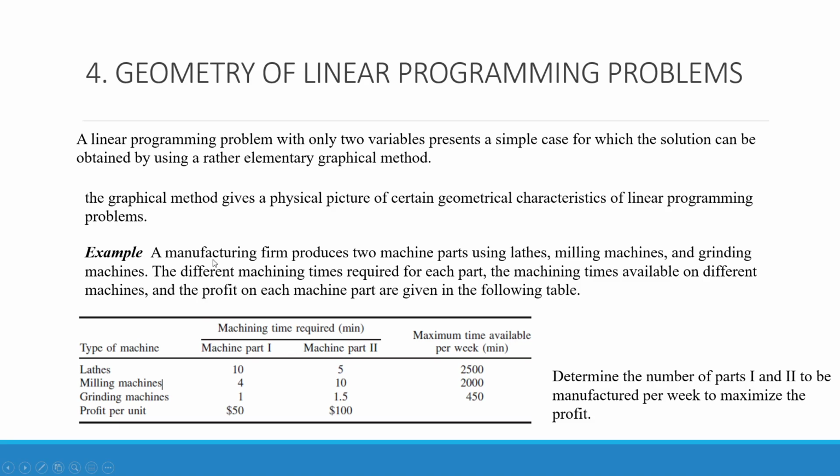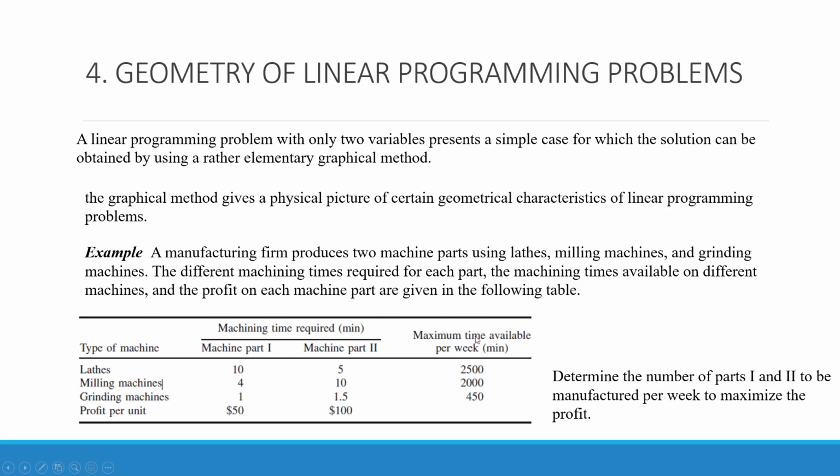In this example, a manufacturing firm produces two machine parts using lathe, milling and grinding machines. These machines can produce two different machine parts, and the table shows the time each machine needs. Machine part 1 takes 10 minutes on the lathe, and machine part 2 takes 5 minutes on the same lathe. In the same way for the milling and grinding machines.